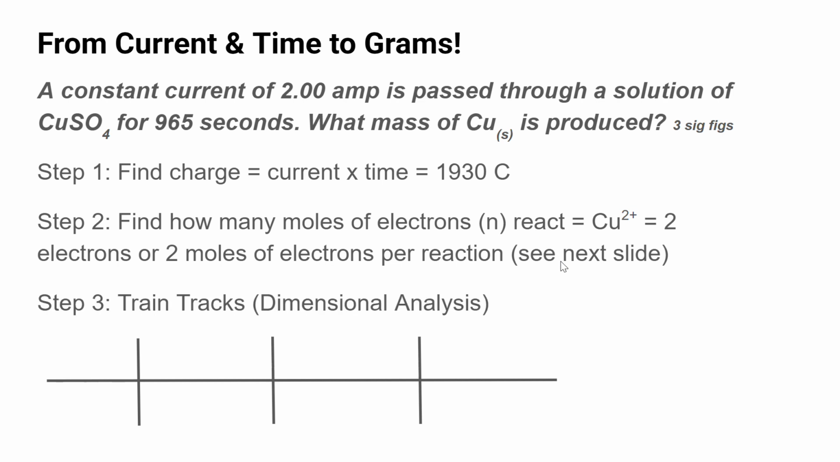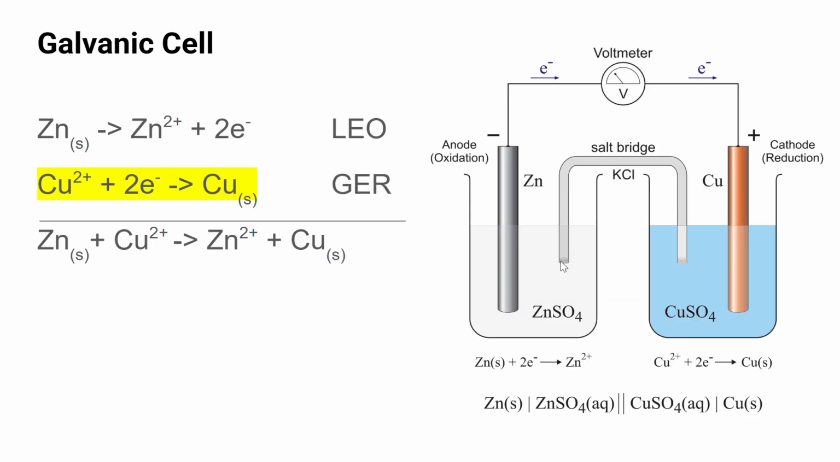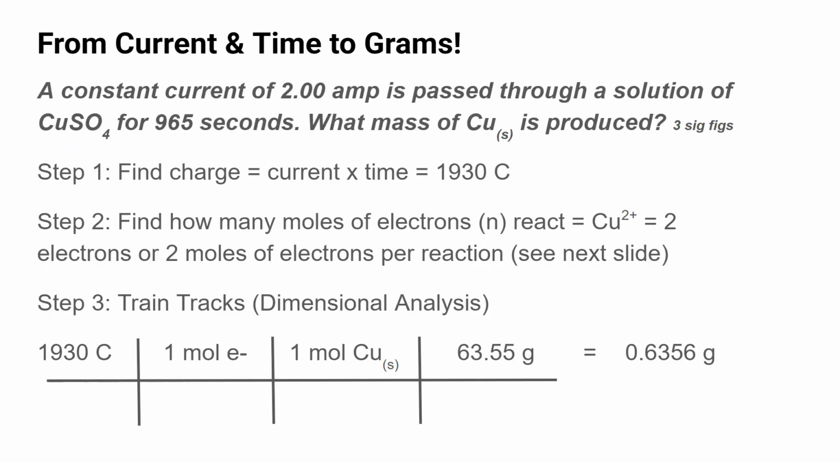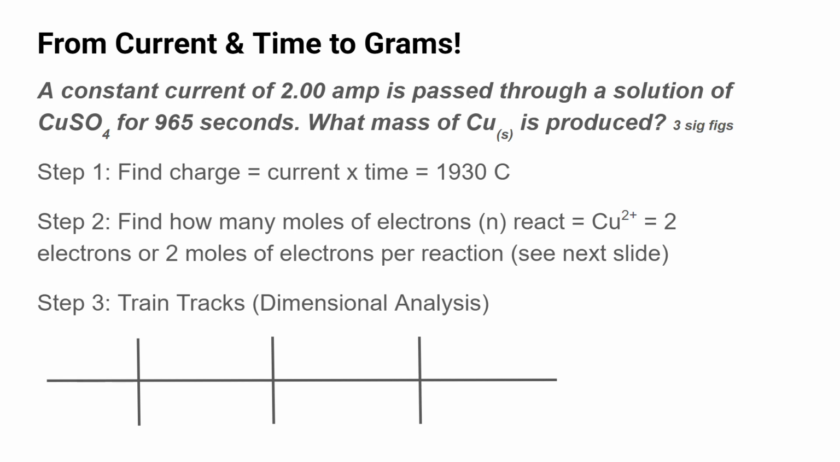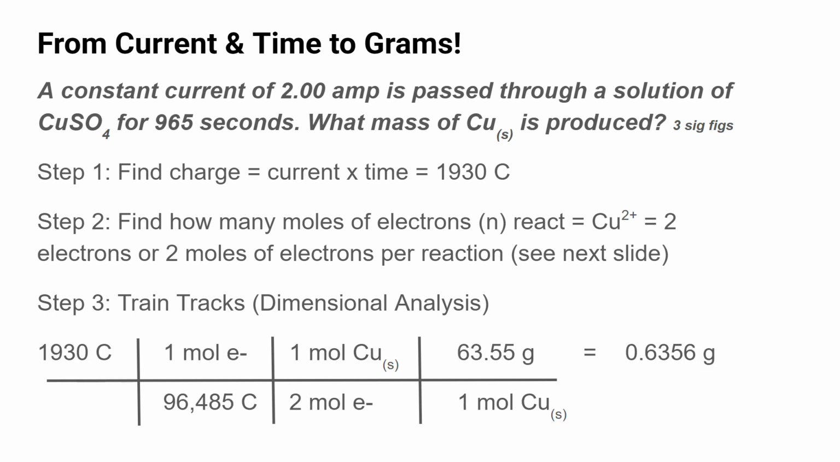Every reaction, there's 2 moles of electrons that are used. If you don't understand that, you can go to the next slide and see that. We already talked about it, but let's go back. All right, so the train tracks, right here, dimensional analysis, I lay it out. This is how it's laid out. 1,930 coulombs times 1 mole of electrons divided by Faraday's constant.